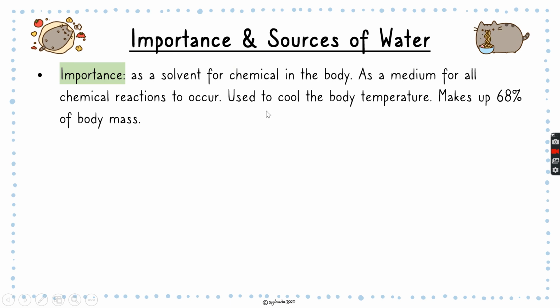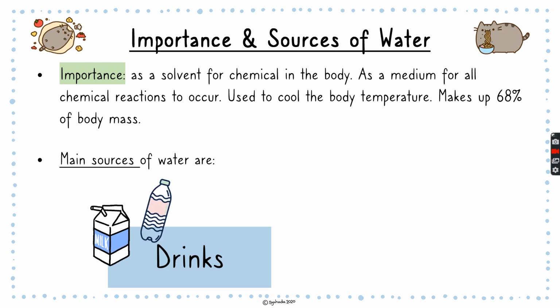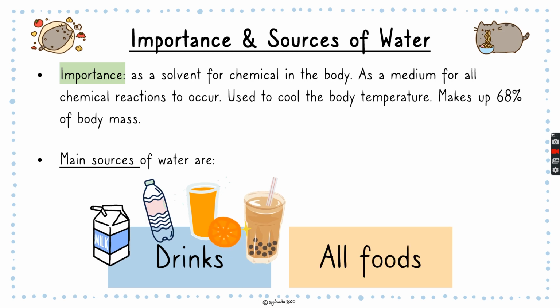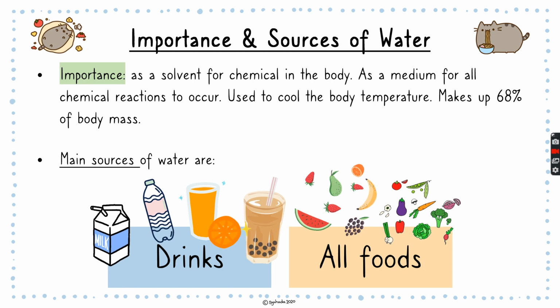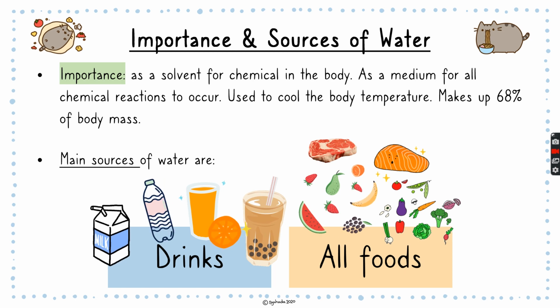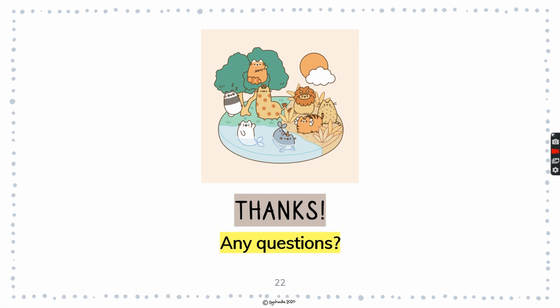Water makes up 68% of your body mass. Also, just so you know, your blood is made up of 70% water as well. Main sources of water are drinks. So this is any drink that you take, and also all sorts of food, like fruits, veggies, even meat as well. And that covers the learning objective of today, and I'll see you next lesson.